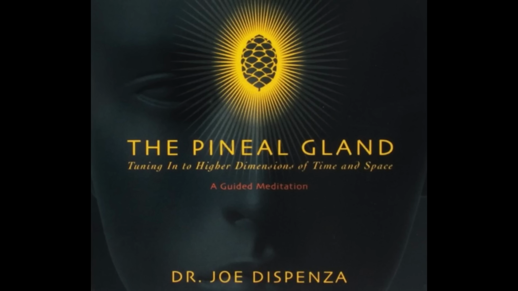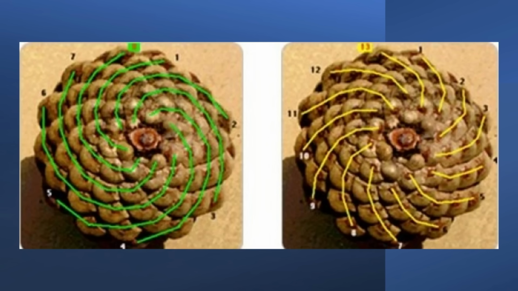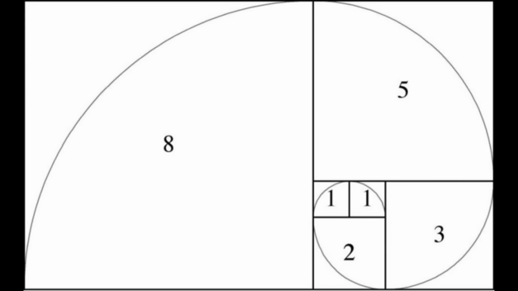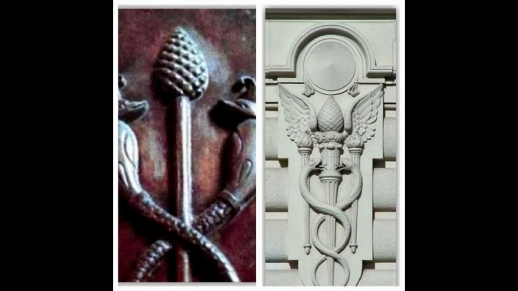The sacred geometry of the human pineal gland, like the pine cone, is the Fibonacci sequence. The original advanced civilization on Earth was learning how to raise Kundalini energy from the base of the spine up to the pineal gland and thus reconnect with the divine.